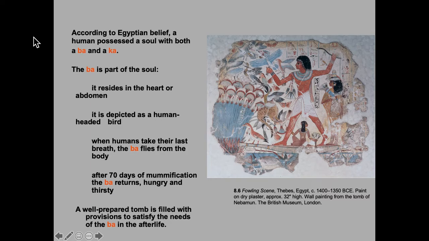We just looked at Tutankhamun's tomb sarcophagus, and now we're going to look at the fowling scene in Thebes, Egypt. Okay, so this is a fresco, and I'm going to read from the book about the Ba and the Ka because it's a little bit complicated, and I don't want to confuse you. So on page 222, in the first paragraph, it says, I quote, "According to Egyptian beliefs, a human soul possessed both a Ba and a Ka."